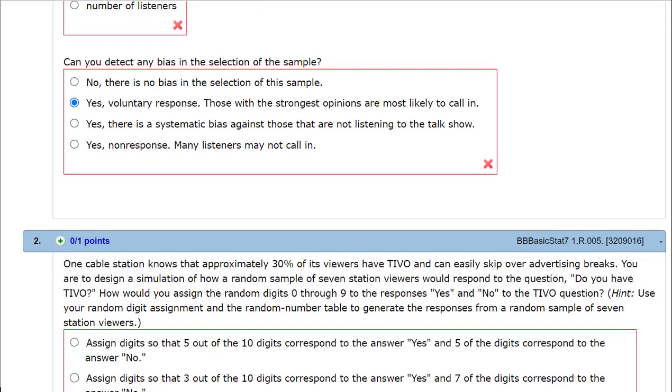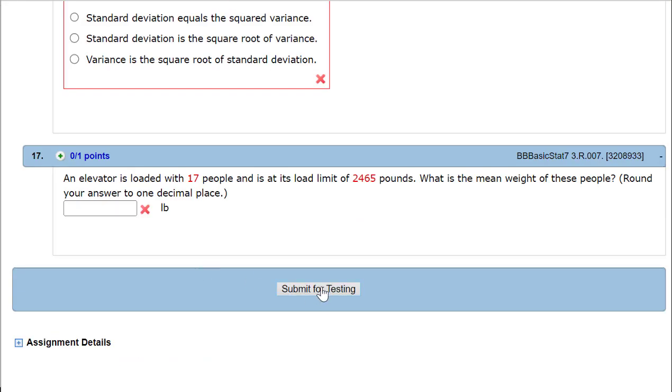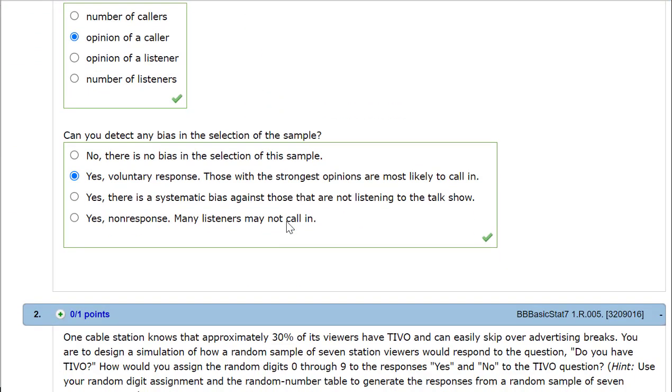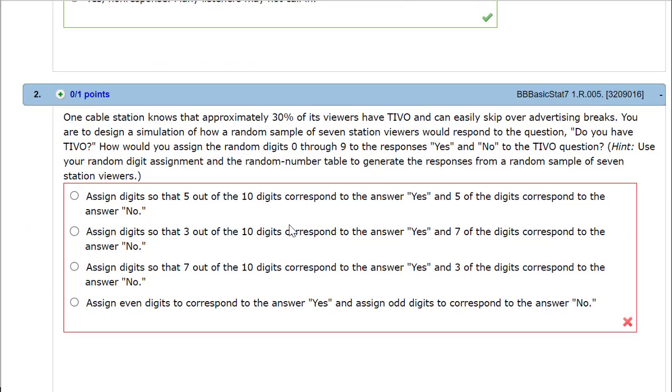So let's see how Mrs. Overman did on question 1. The suspense is killing me. Oh, there it is. All right, problem 2.